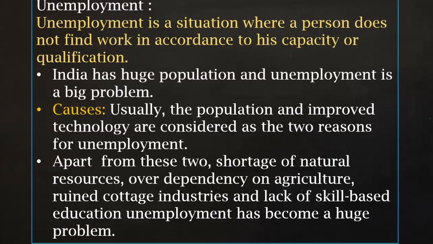And lack of skill-based education, unemployment has become a huge problem. So what are the causes for the big problem of unemployment? The two major causes are growing population and improved technology. Apart from this, shortage of natural resources, excessive dependency on agriculture, ruined cottage industries, and lack of skill-based education. These are the causes for unemployment, and it has become a huge problem.